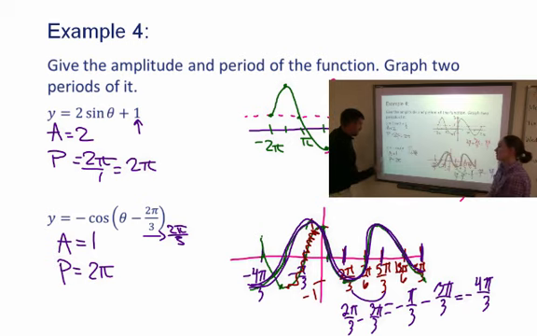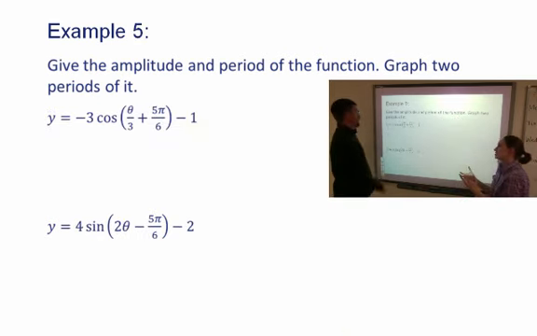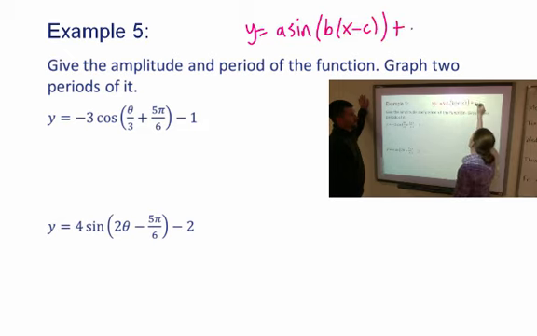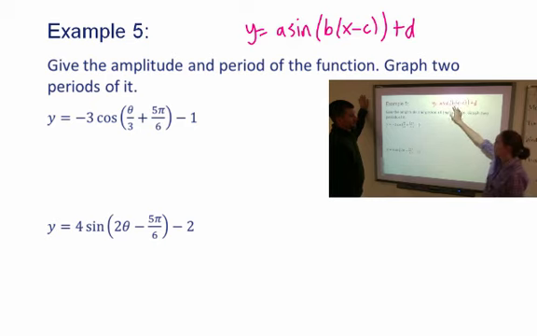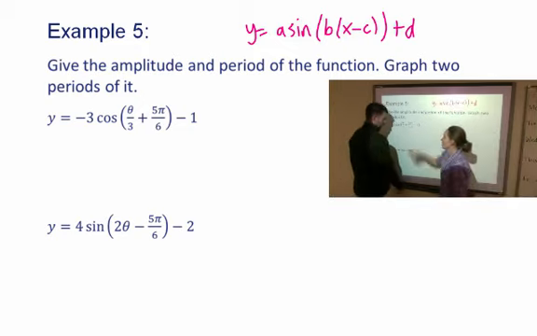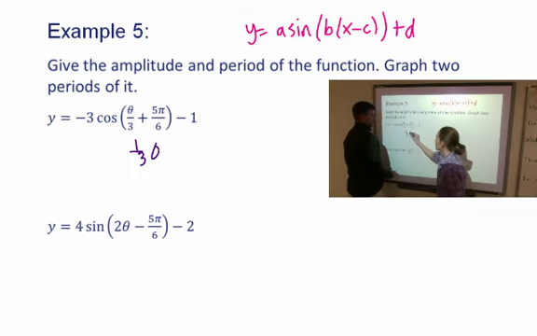Next one. But we need to talk about this, because here's our standard form. Here's what we're pointing out. If I look in the parentheses here, I've got this double parentheses thing, and x does not have a number right in front of it. It has a 1. But here, this is 1/3 theta plus 5 pi over 6. And we can't have that.